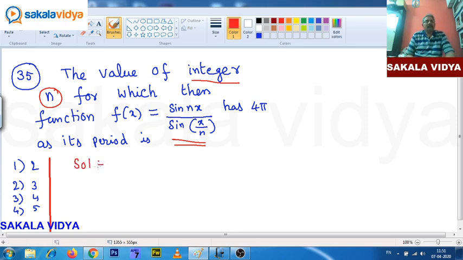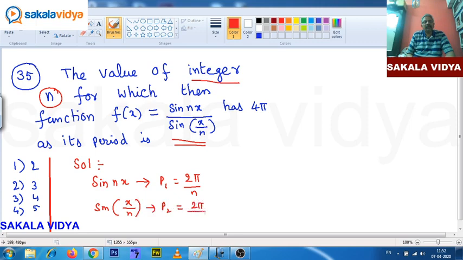Okay, now first write down the period of sin nx. Period of sin nx, say that is P1 equal to 2 pi by n. Am I correct? Next, sin of x by n period, say P2, that is 2 pi by, here the x coefficient is 1 by n. So, that will be 2n pi.